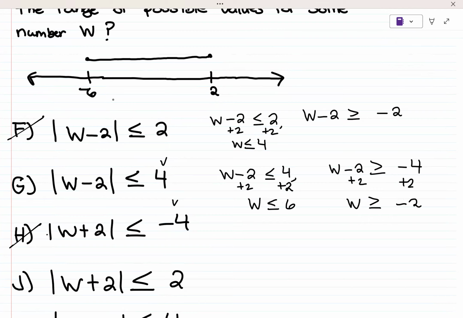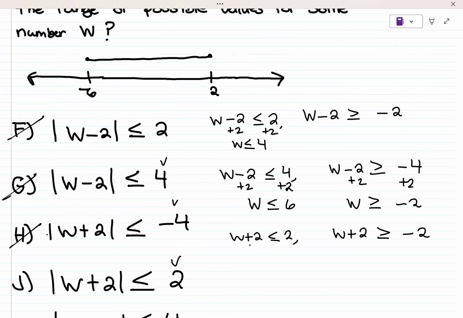Is this in our range? No. This is a -6, we've got a +6. It's just a no, so you could forget about that. Now let's do J. There's nothing near the absolute value. This number is positive, so it's going to be W plus 2 is less than or equal to 2, and then the other one is W plus 2, flip the sign, so it's greater than or equal to -2.